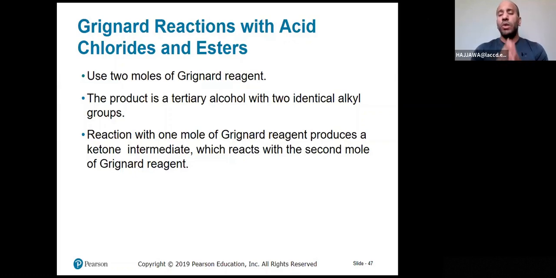Now, what we're going to see here is another option for how we can make alcohols using a carbonyl structure, that is an acid chloride or an ester. The most important thing to keep in mind here is that you're going to have two equivalents. I'm going to say two equivalents, not 2 moles. So regardless of how much carbonyl you have, 2 times that you need to have of the Grignard or the alkyl lithium. Why is that?